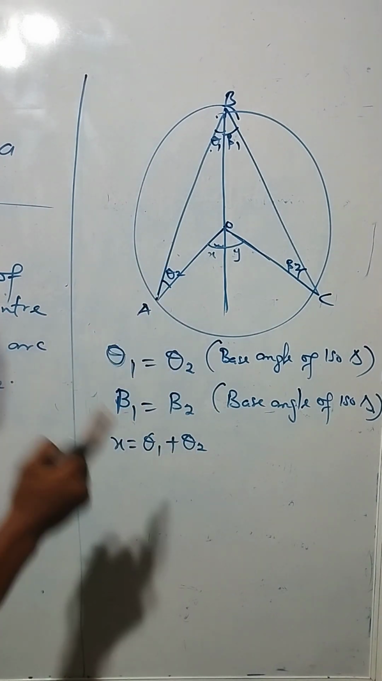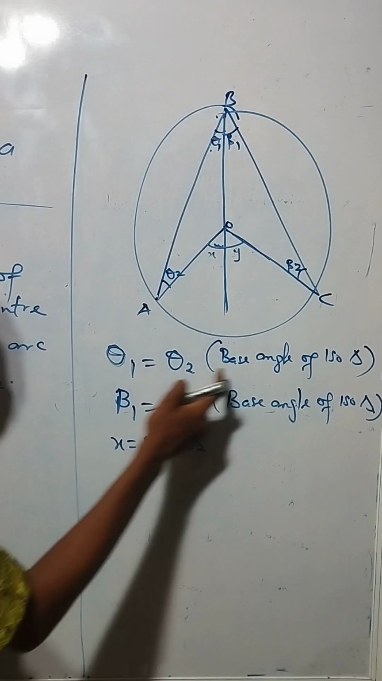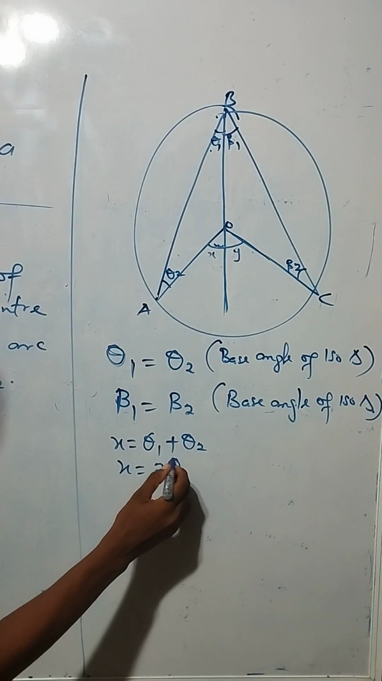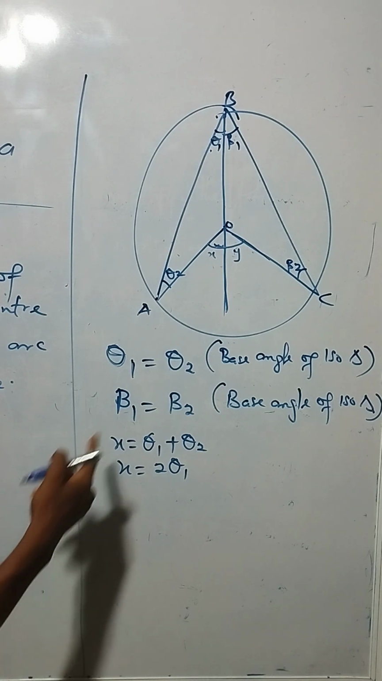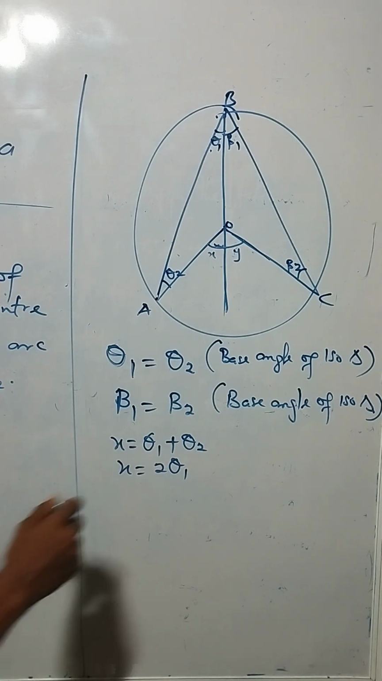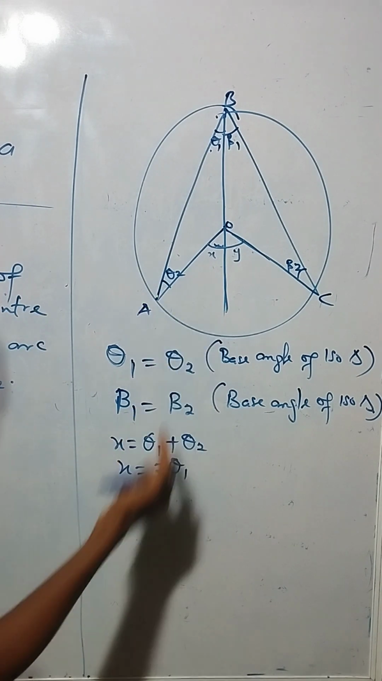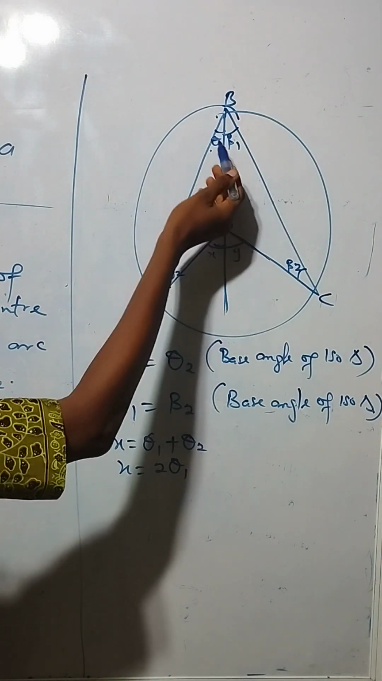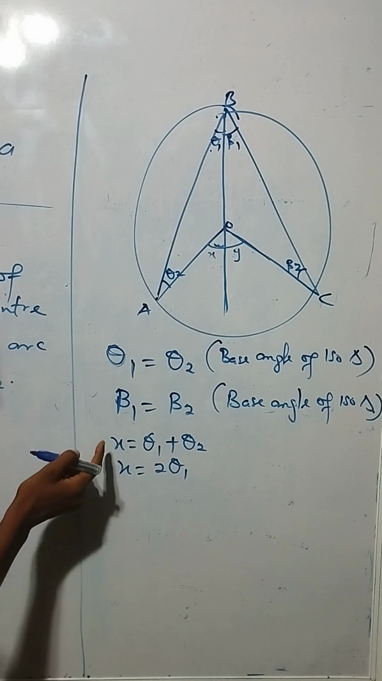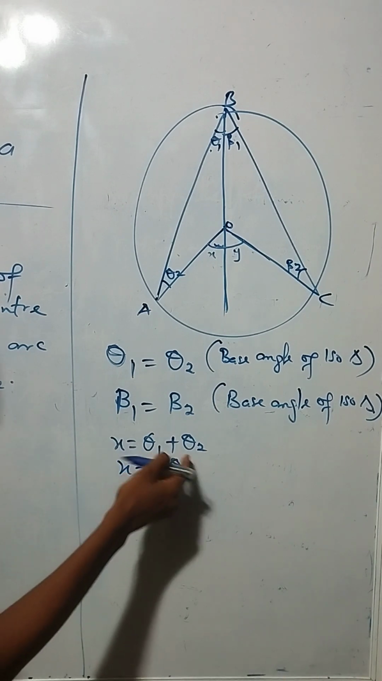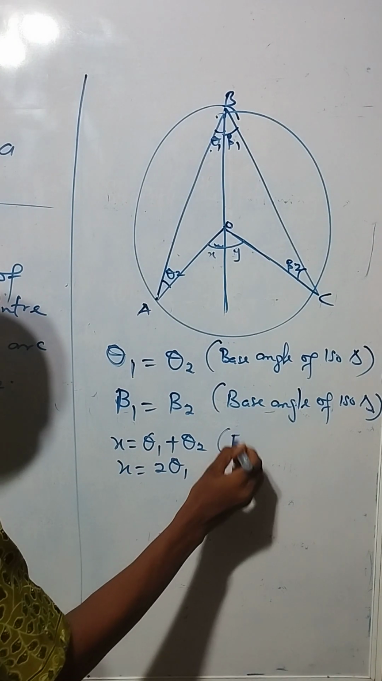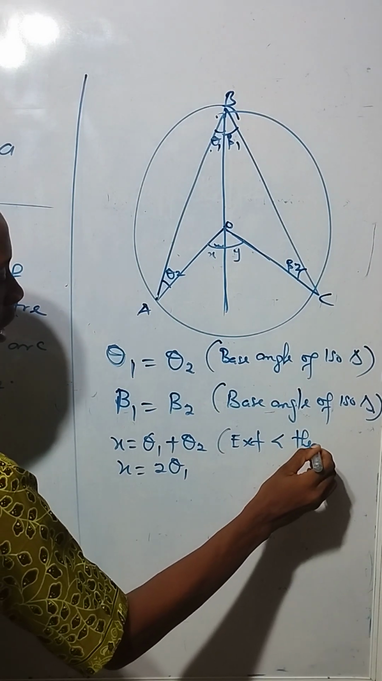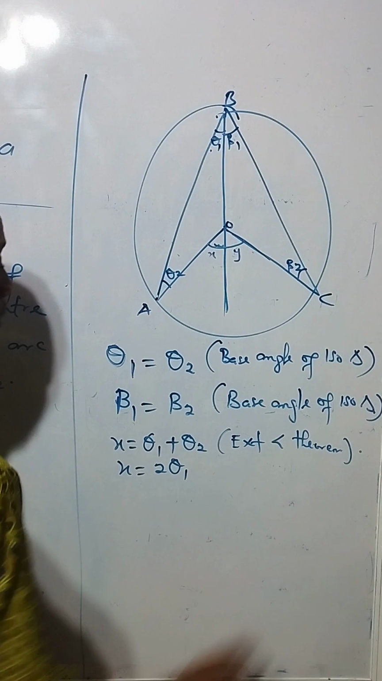And remember we said that theta 1 is equal to theta 2 because it is the base angle. So we can as well say that our x is equal to 2 theta 1, or we can say 2 theta 2. And why are we saying x is equal to theta 1 plus theta 2? The reason is because this is the exterior angle theorem. You know the theorem already.